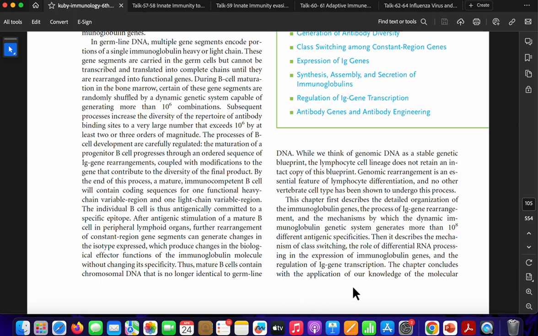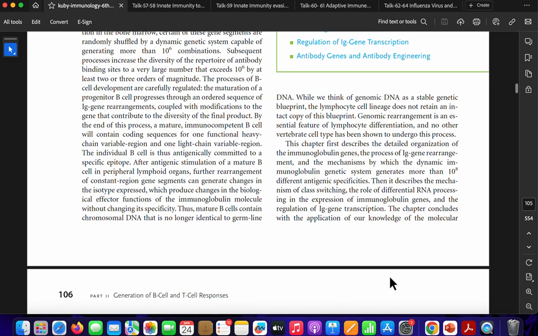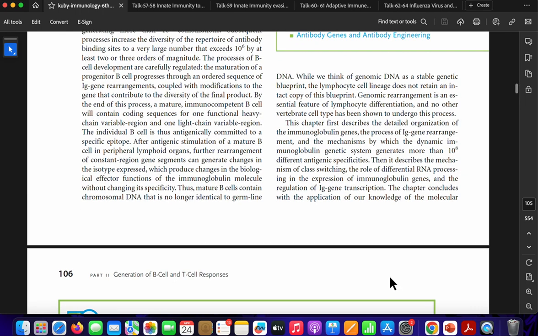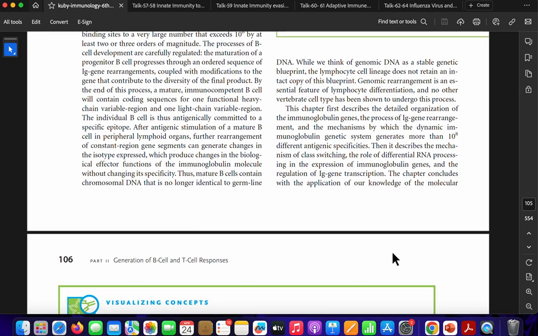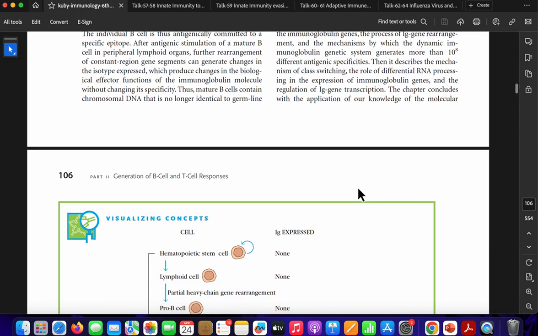While we think of genomic DNA as a stable genetic blueprint, the lymphocyte gene lineage does not retain an intact copy of this blueprint. Genomic rearrangement is an essential feature of lymphocyte differentiation. No other vertebrate cell type has been shown to undergo this process. This chapter first describes the detailed organization of the immunoglobulin genes, the process of immunoglobulin gene rearrangement, and the mechanisms by which the dynamic immunoglobulin genetic system generates more than 10^8 different antigenic specificities.